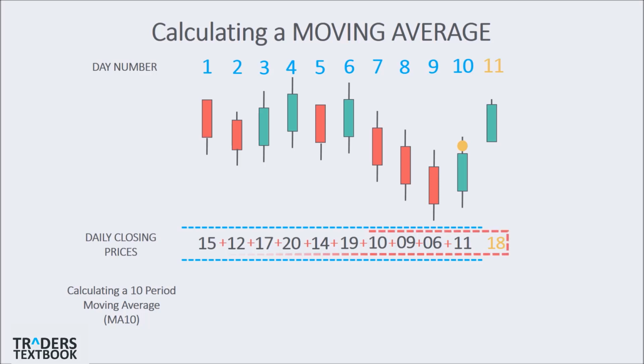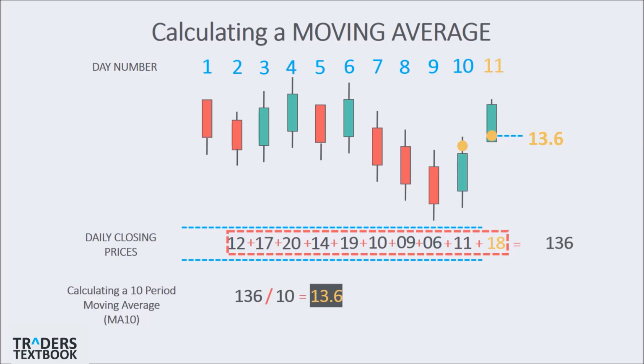But this time we are starting from day 11 and looking back 10 days from there. So it has shifted. We then do exactly the same thing again. We add up the closing prices over the past 10 days, which this time gives us 136. Again, we divide this number by 10. We now get an average price of 13.6, which we can then also plot on the chart.